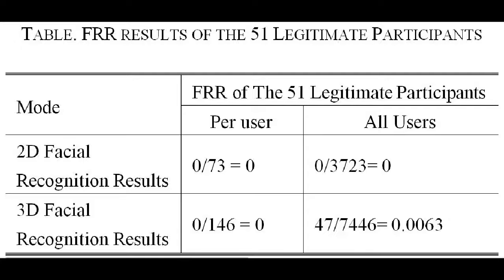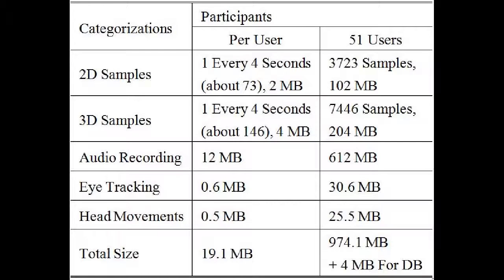Some consequence participants' results, particularly in 3D facial recognition mode, contain 1 to 14 of 146 rejected samples. This would be due to some hardware or connections failure during the experiment. This table shows a detailed data sizes. In terms of the operational aspects, the required space on the disk was very satisfactory.